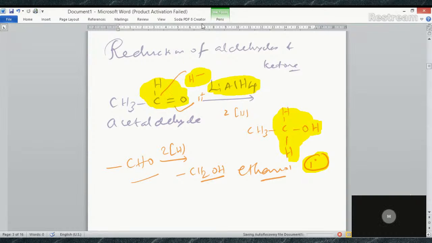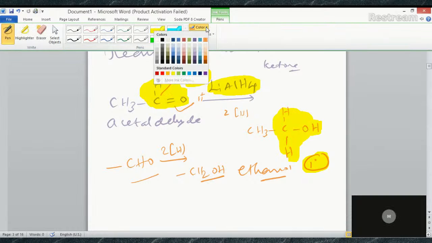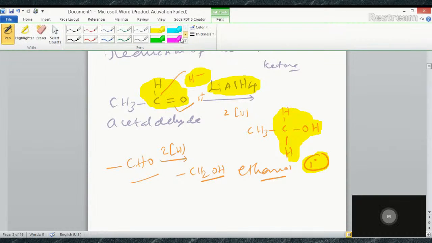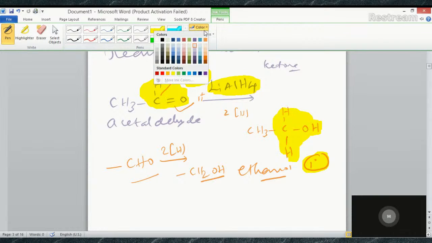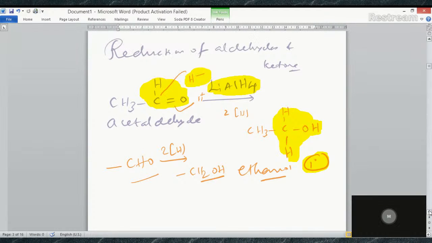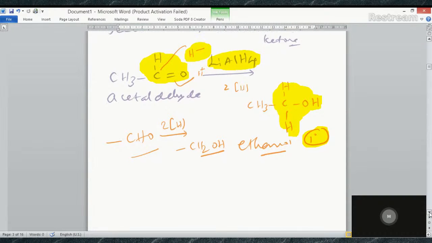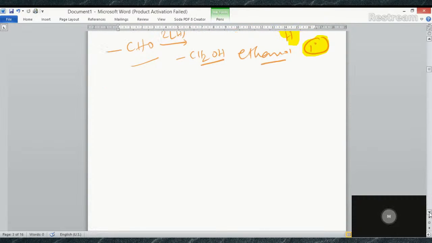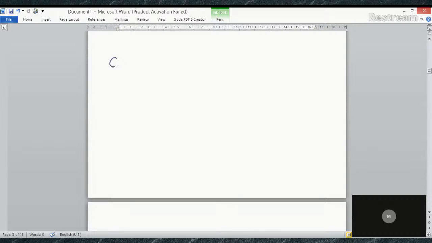Suppose you take a ketone instead of an aldehyde. Then what happens when the ketone is reduced by the same type of reducing agent? Yes, we can write that reaction now. The ketone acetone we can take, having the following formula. It's the formula for acetone, CH3 C double bond O CH3.